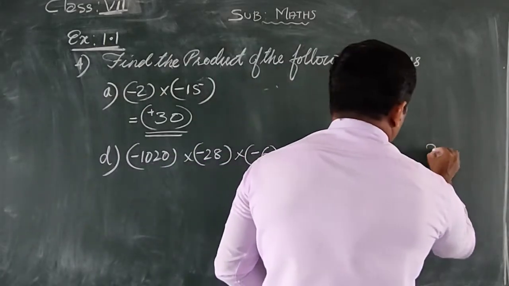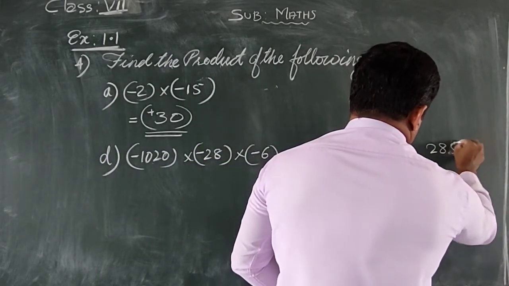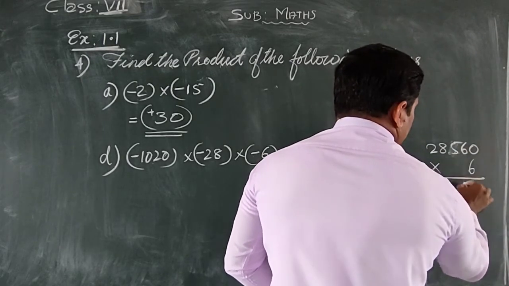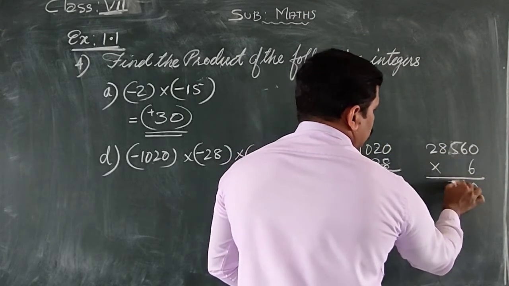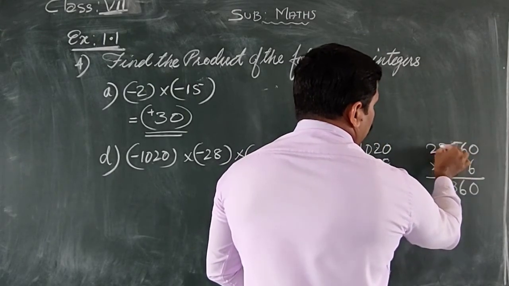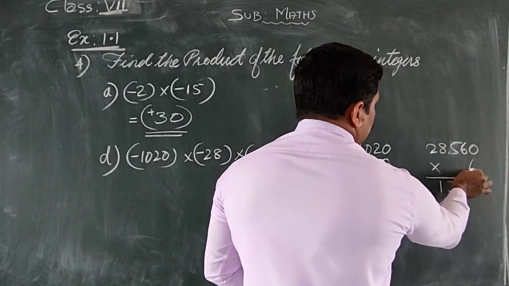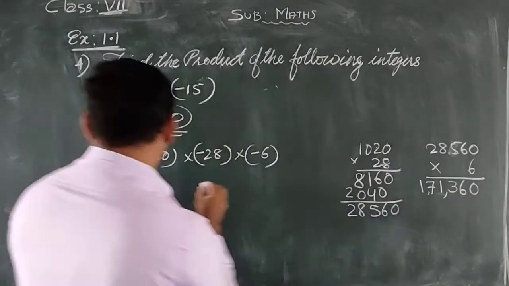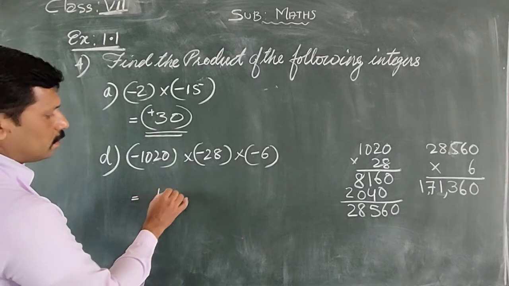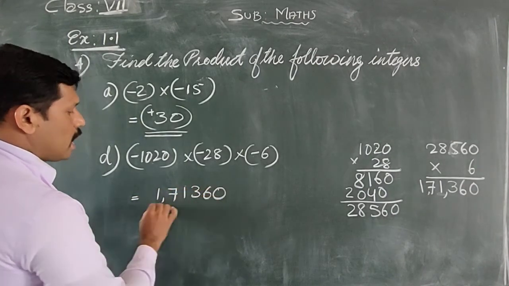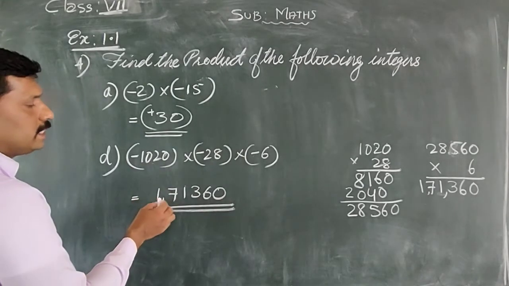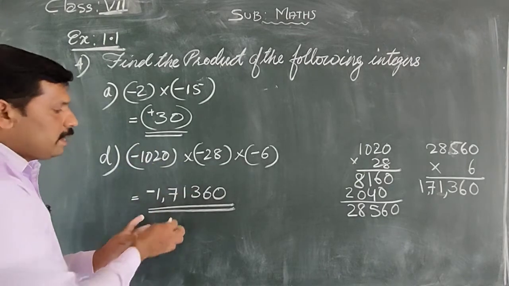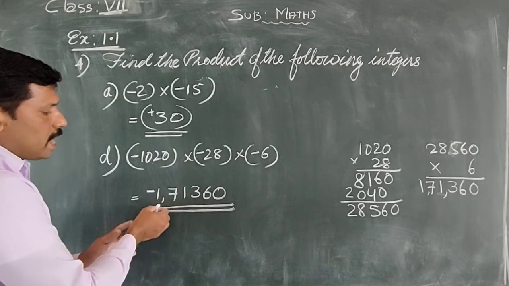28,560 we got. That we again multiply by 6. 6 zeros are 0, 6 sixes are 36, remainder 3. 6 fives are 30 plus 3, 33, remainder 3. 6 eights are 48 plus 3, 51, remainder 5. 6 twos are 12 plus 5, 17. So here we got 1,70,360. As all the numbers are negative, we place a negative symbol in the answer, because multiplying an odd number of negative numbers gives a negative number.